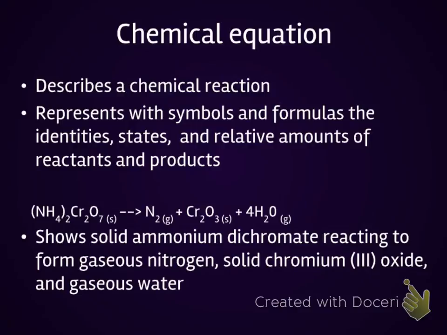Now, if we wanted to read that with even more detail, we could say 1 mole of solid ammonium dichromate reacts to form 1 mole of gaseous nitrogen, 1 mole of solid chromium 3 oxide, and 4 moles of gaseous water. Okay, so you're reading it just as it's text.